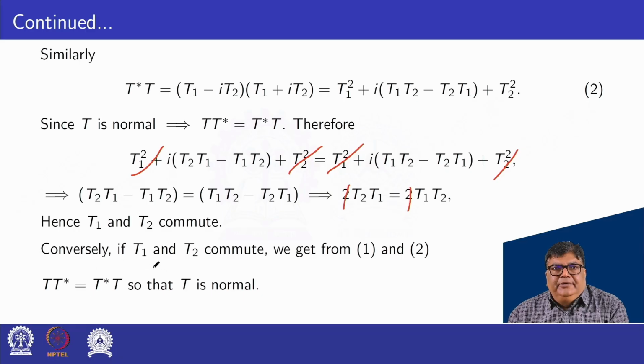Conversely, if T1 and T2 commute, we get from 1 and 2 that T T star is equal to T star T, so that T is normal. Because here T1 T2 is equal to T2 T1, since T1 and T2 commute. That is, these terms cancel out. So T star T is equal to T1 square plus T2 square.